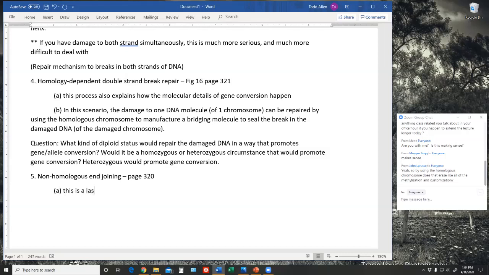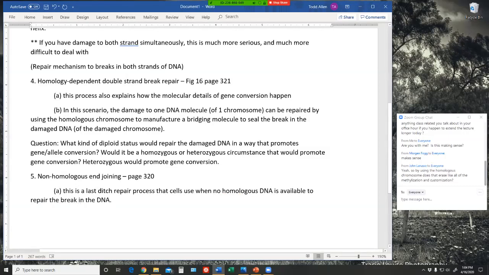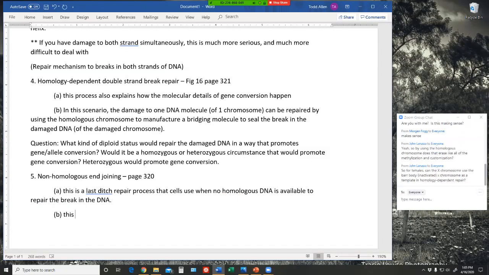Okay, so this is a last ditch repair process that cells use when no homologous DNA is available to repair the break in the DNA. Okay, this process will often lead to mutation of genes. This process will frequently mutate genes, but at least allows the cell to survive.